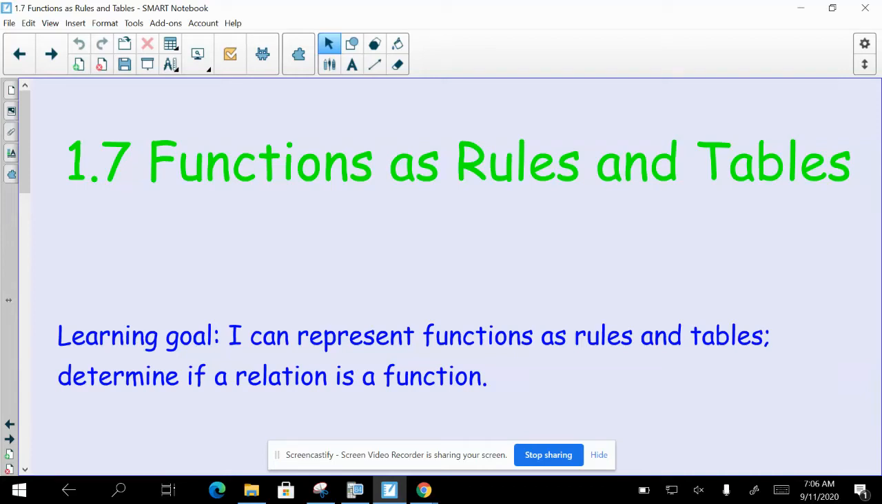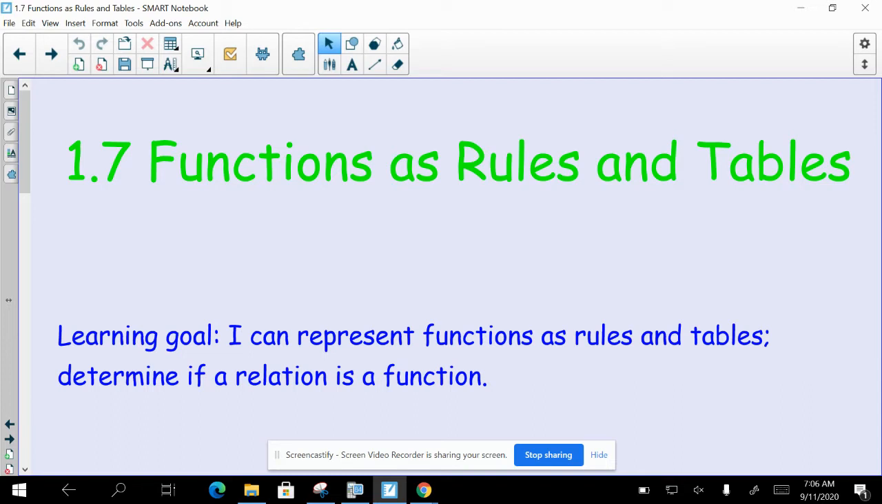Hello everyone, in this video we're going to be learning lesson 1.7, functions as rules and tables. So you've probably heard of the word function before, and that it could be represented as a rule, a table. A rule is an equation, tables, and in the next lesson we're going to be learning about graphs.